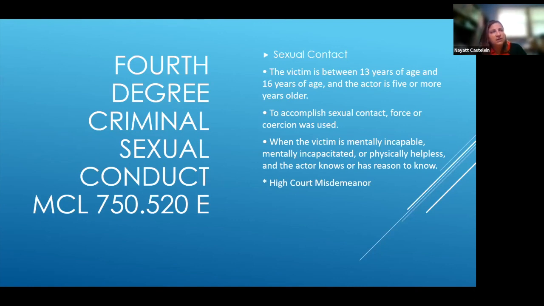To accomplish the sexual contact by force, coercion usually is an element of it, or if the victim is mentally incapable, mentally incapacitated, or physically helpless, and the actor knows or has reason to know. A CSC 4th degree is actually a high court misdemeanor, but we treat it as a felony. A high court misdemeanor basically means that it's punishable by incarceration up to 2 years instead of the standard 1 year for misdemeanors. We count it and score it as a felony when we're doing guidelines. And in terms of supervision, it is supervised as a felony, and it's usually supervised by felony courts.